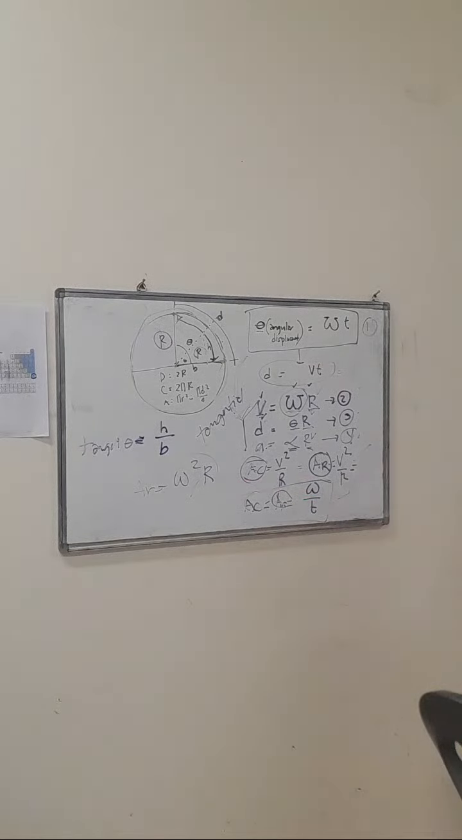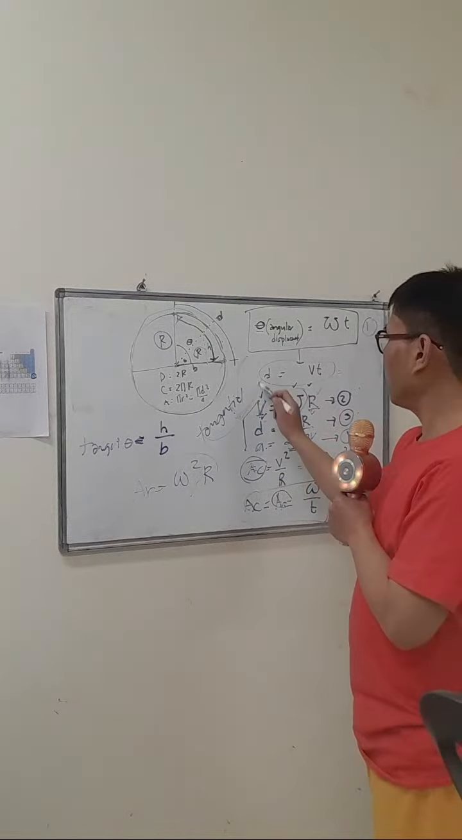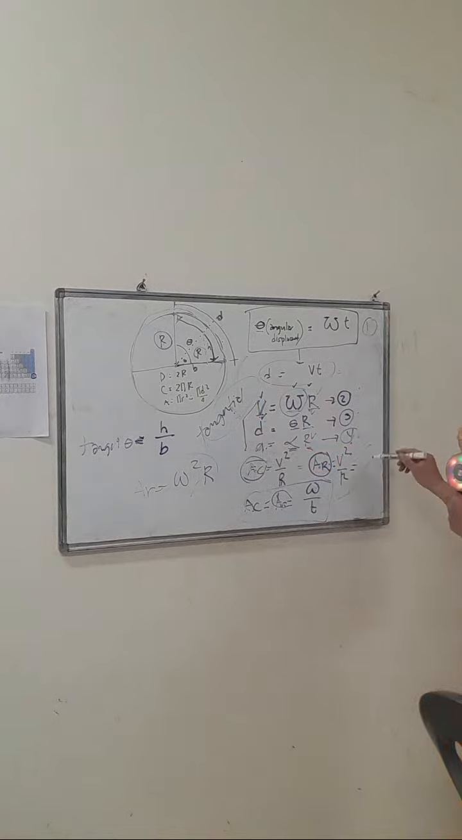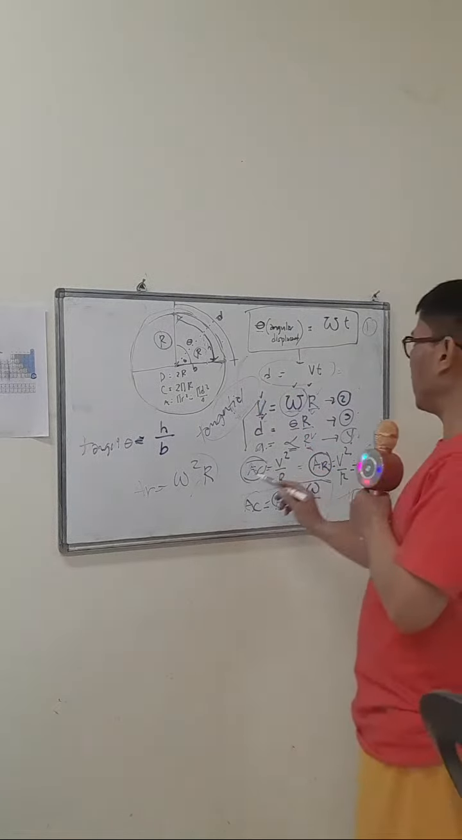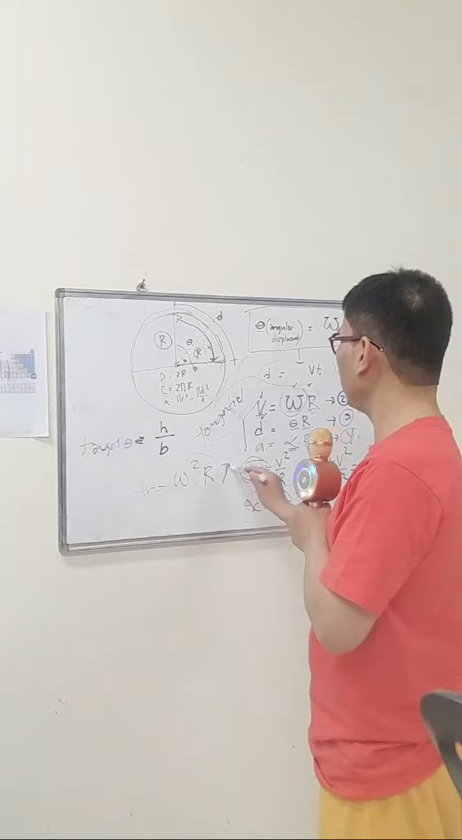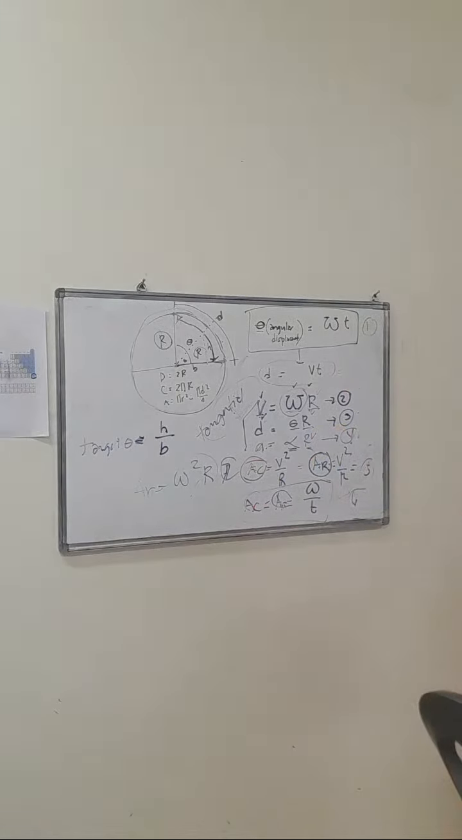Now, since we are referring this to tangential, we have another set of equations: equation 5, equation 6, equation 7. So, that is equation 7.